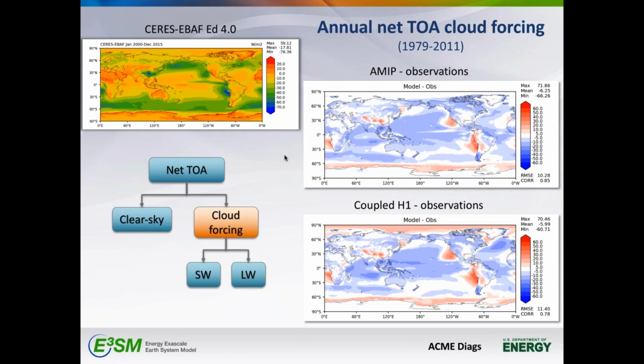Now this is looking at the same top of the atmosphere, but only the cloud forcing. Again, quite similar picture between CMIP and coupled, with degradation over the tropical ocean and over the stratocumulus in the coupled mode, and also a degradation of the RMS from 10.3 to 11.4.